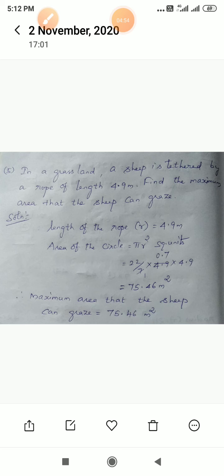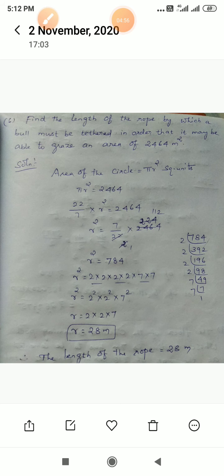That is the answer. Sixth one, find the length of the rope by which a bull must be tethered in order that it may be able to graze an area of 2464 meters square. Listen to the question carefully. The area of the circle is given and we have to find the length of the rope. Already you know length of the rope means radius of the circle.